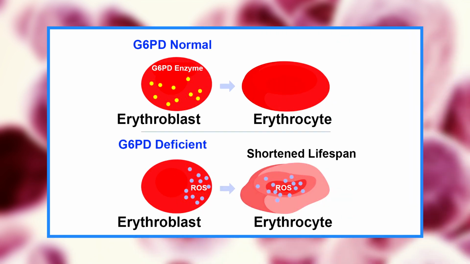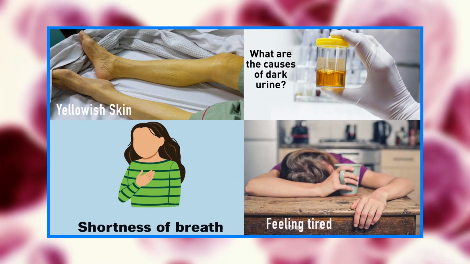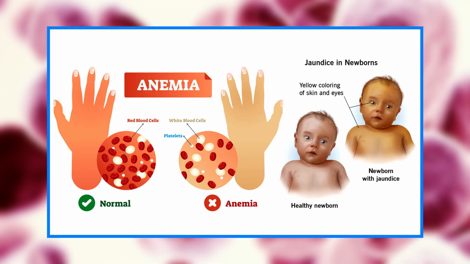Glucose 6-phosphate dehydrogenase deficiency, or G6PD, which is the most common enzyme deficiency worldwide, is an inborn error of metabolism that predisposes to red blood cells breakdown. Most of the time, those who are affected have no symptoms. Following a specific trigger, symptoms such as yellowish skin, dark urine, shortness of breath, and feeling tired may develop. Complications can include anemia and newborn jaundice. Some people never have symptoms.